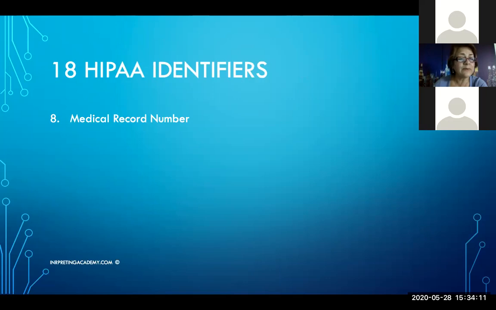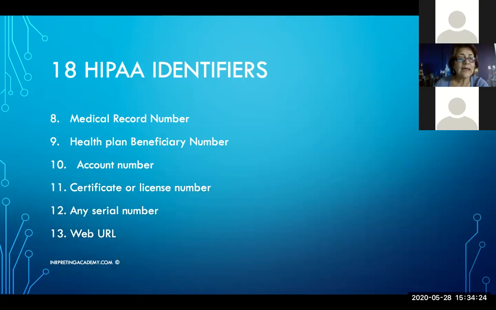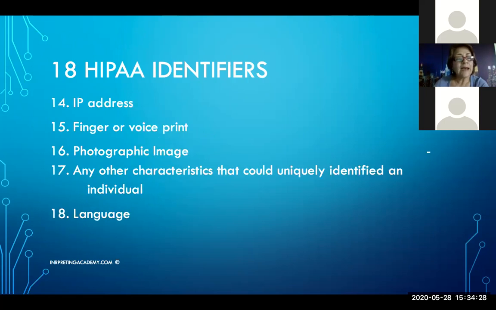Medical record number. There are a lot of people who know this by MRN or MRI. Health plan beneficiary number, an account number, certificate or license number, any serial number, web URL, IP address, finger or voice print, photographic image, any other characteristics that could uniquely identify the individual. And guess what? Language too.